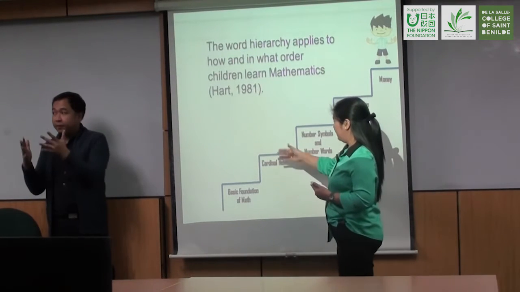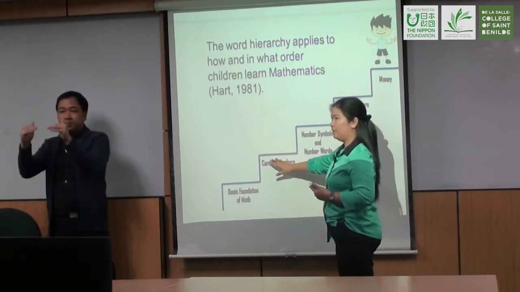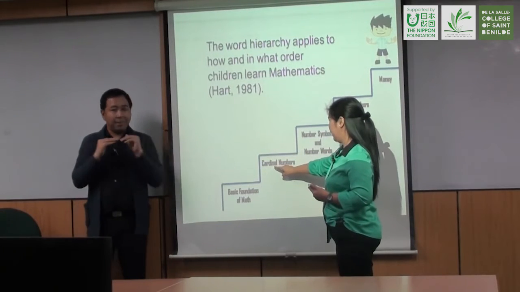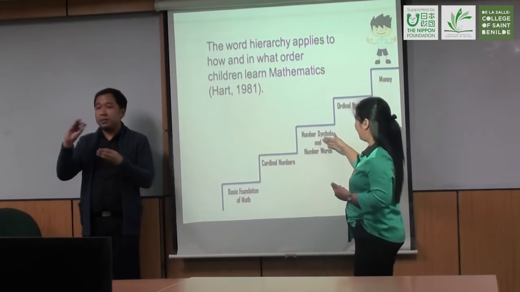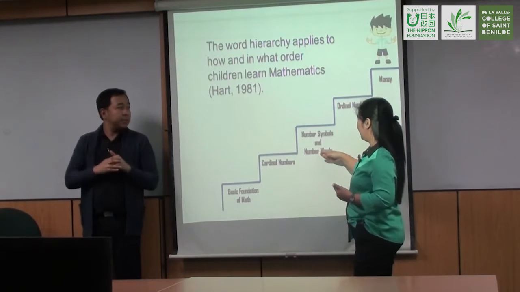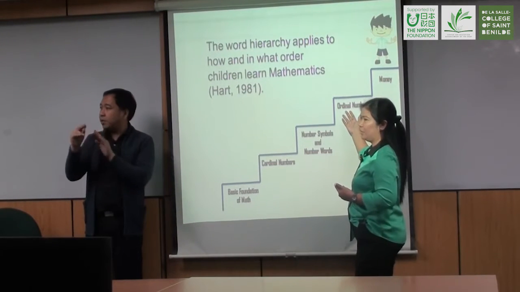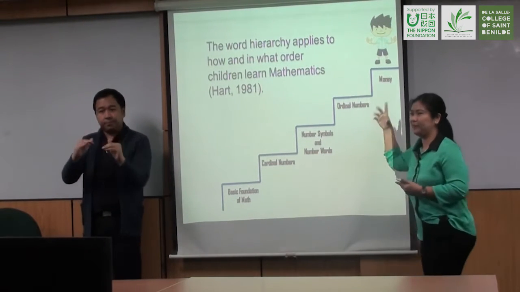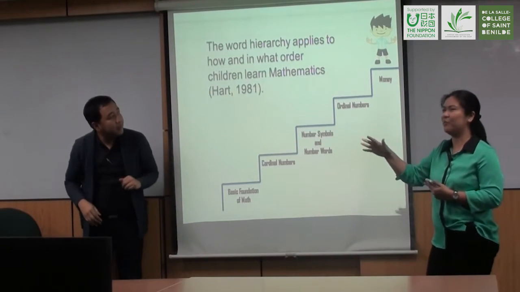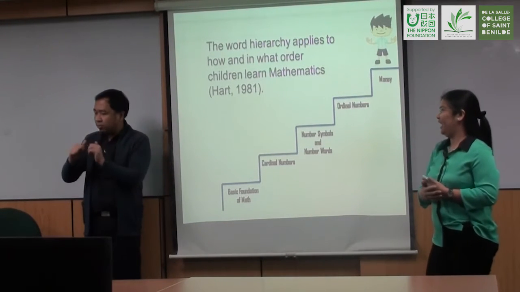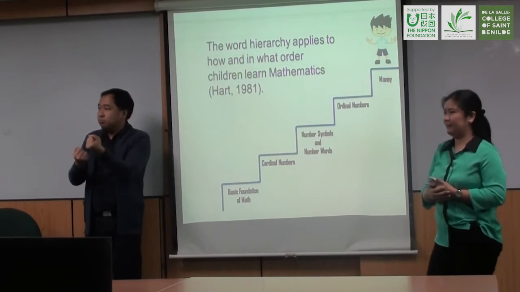And then, this one is for the grade 1 level already for the first quarter. Next, cardinal numbers. And after that, number symbols and number words. And then ordinal numbers up to 9. So there should be a sequence of understanding.